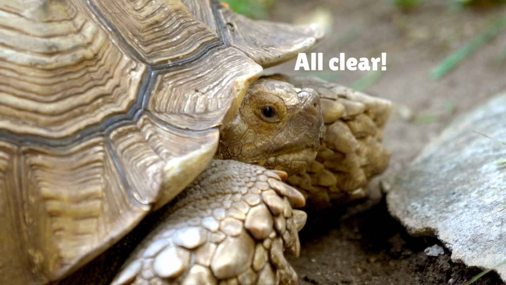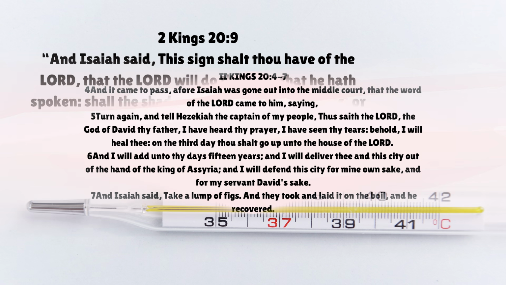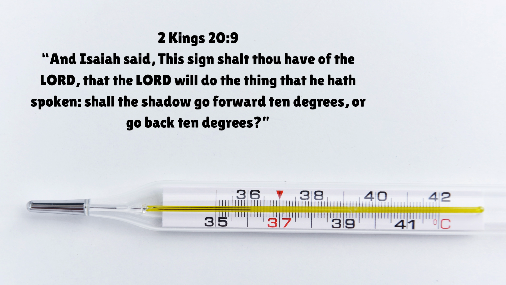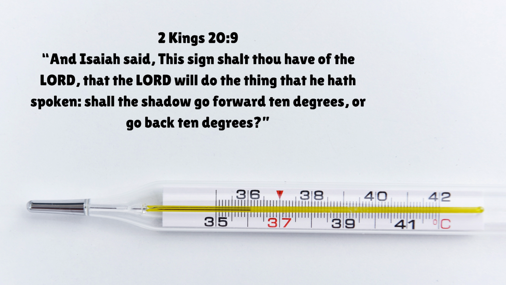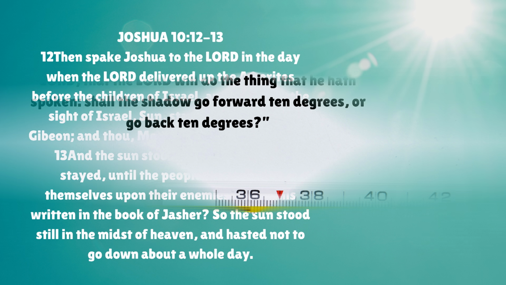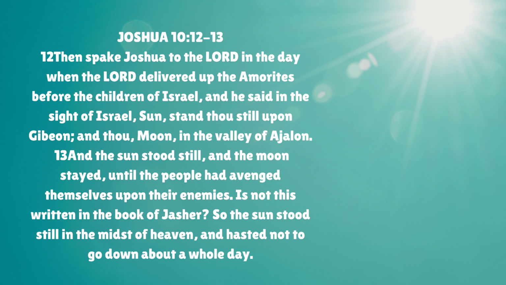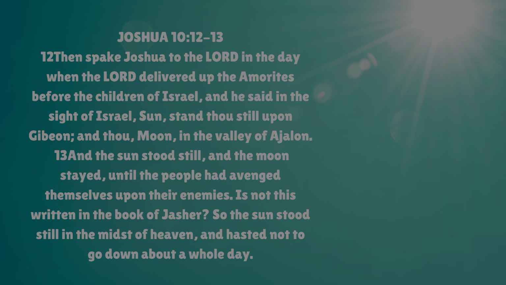So even then, God was still keeping his promise to David, even through all of what was going on. However, we must always pay attention to those little details. And it was very interesting to me in verse 9, when Isaiah said, "This sign shalt thou have of the Lord, that the Lord will do the thing that he hath spoken: shall the shadow go forward ten degrees, or go back ten degrees?" So it was a question that was asked. Is it going to move forward 10 degrees, or that 40 minutes? Or is it going to move back 40 minutes? That is crucial because God has his hand on time.